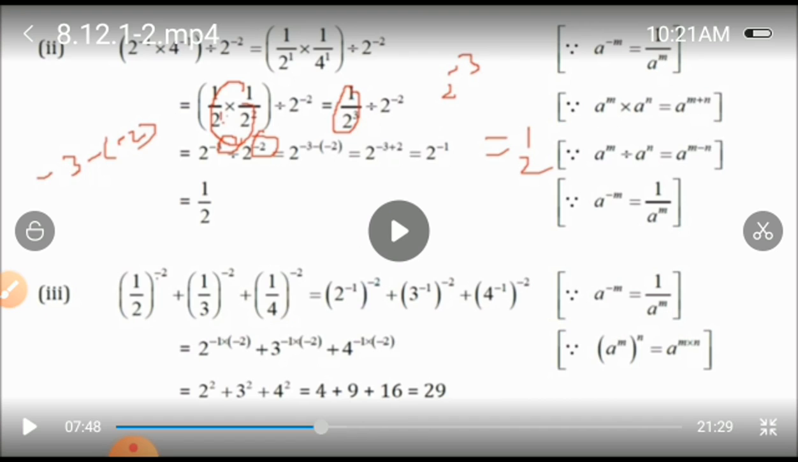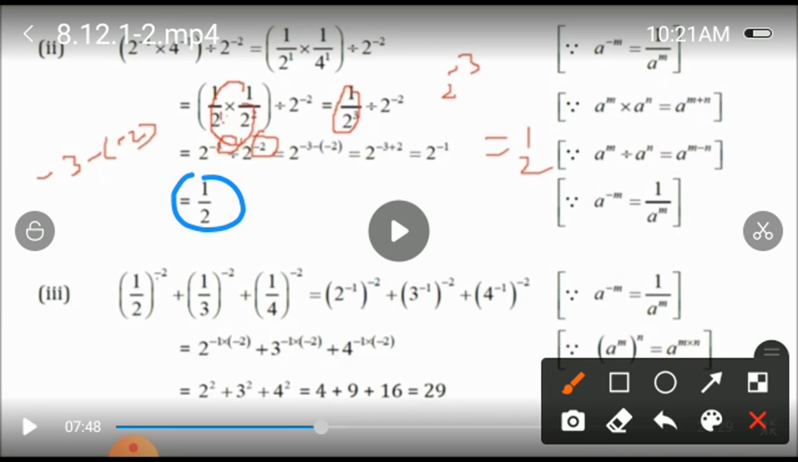1 upon 2 raised to 1 multiplied by 1 upon 4 raised to 1 is divided by 2 raised to minus 2. Okay, my dear student, you know very well what you have to do. Simplified, that answer is 1 upon 2 raised to 3 divided by 2 raised to minus 2. Altogether, at last you will get 2 raised to minus 1, and 2 raised to minus 2 will give you 1 upon 2. Isn't it? In place of 2 raised to minus 1, you have to write 1 upon 2.